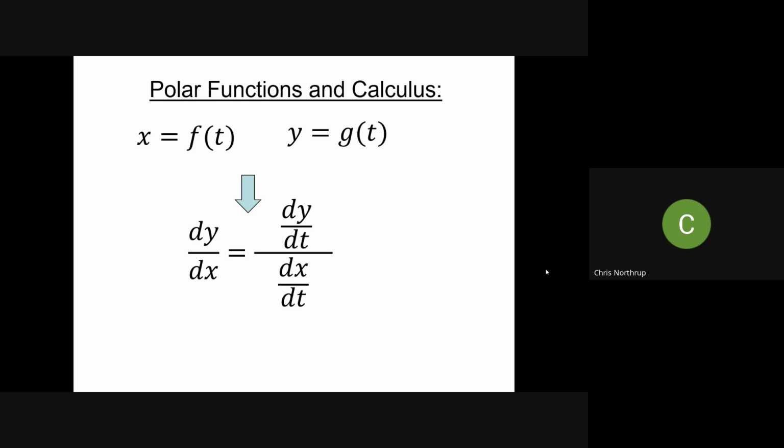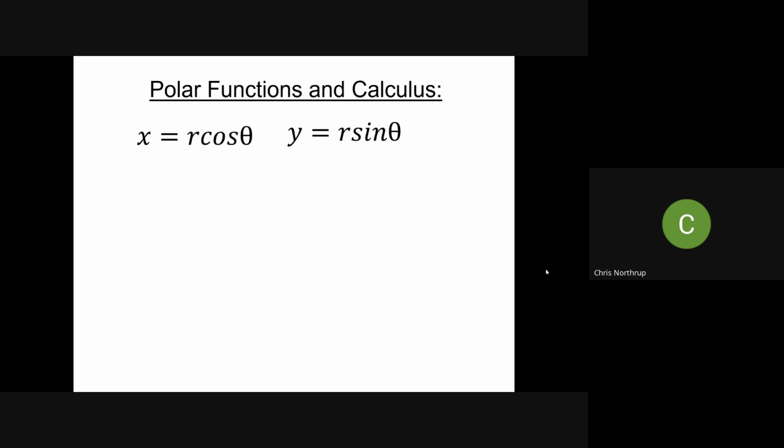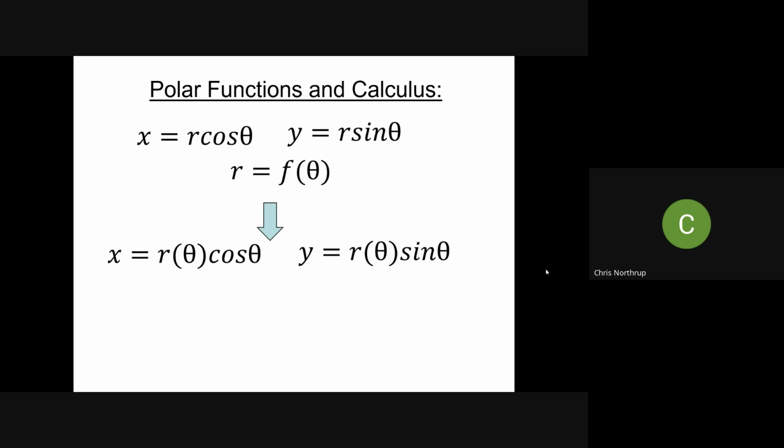Instead of x equals f of t, y equals g of t, we know that x is r cosine theta and y is r sine theta. And r itself is some function which also depends on theta. So you could rewrite each of those as r of theta cos theta, r of theta sine theta, meaning you have a product of functions for both x and y.